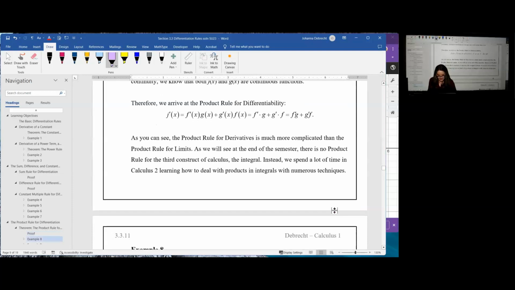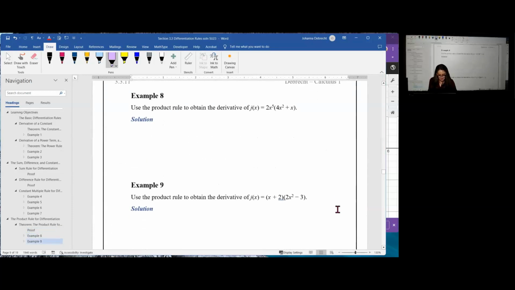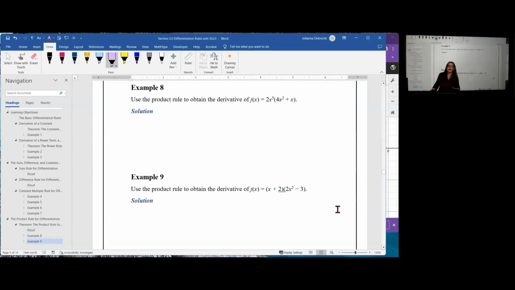Now we're going to see that there is a quotient rule that is at least as complicated, in fact, more complicated. Before we get there, though, let's practice what we've learned. Go ahead and find the derivatives of these two examples using the product rule. Then turn the video back on and we'll discuss them.